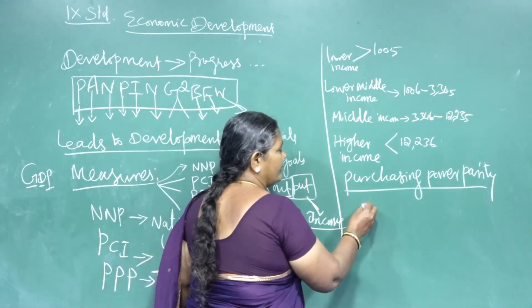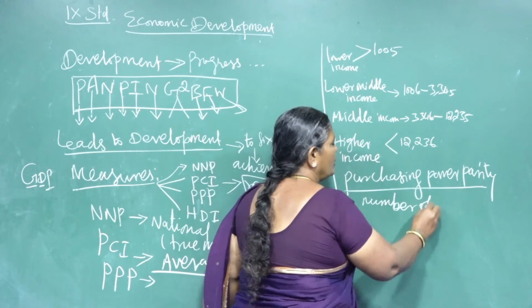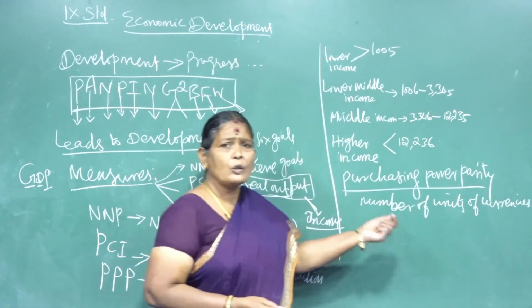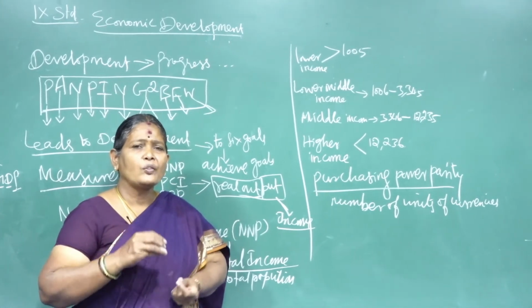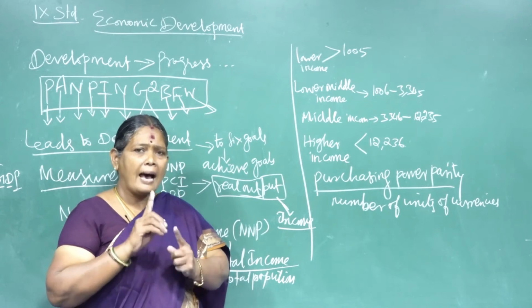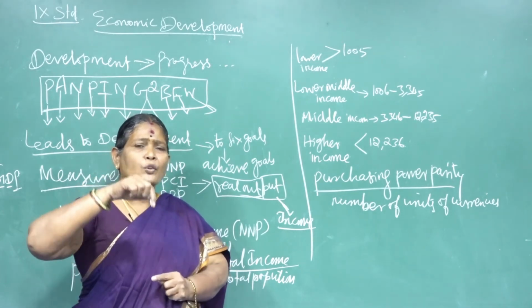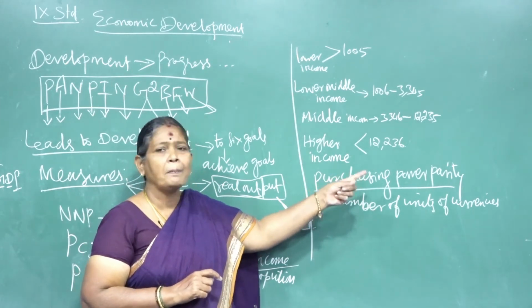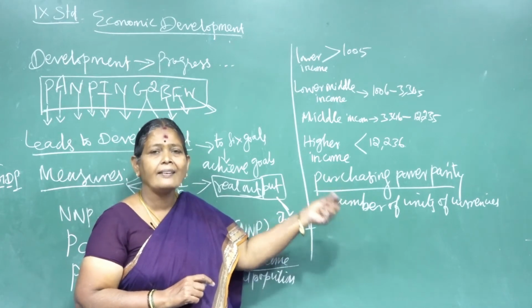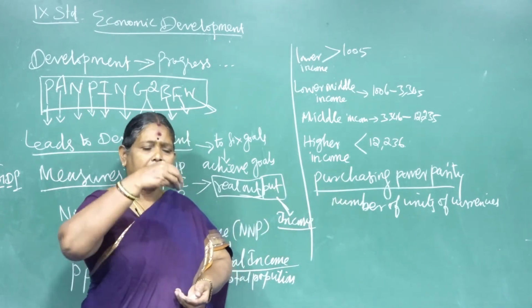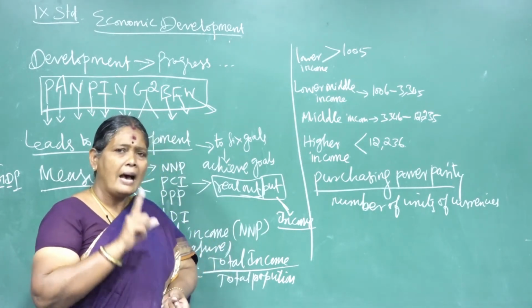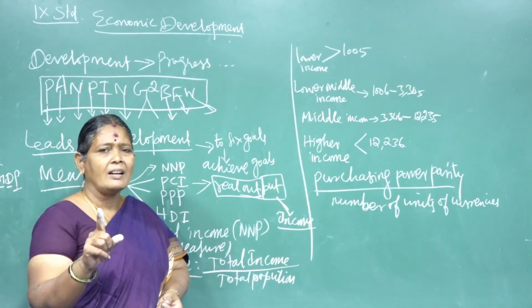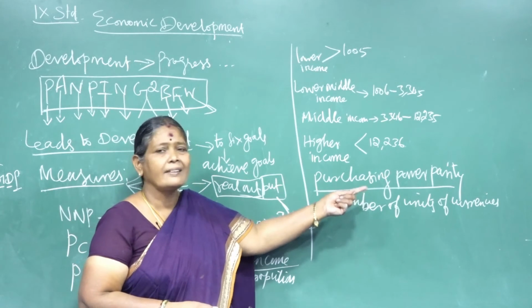Here is the definition: the number of units of the currency of a nation required to purchase goods and services in the domestic market, as $1 of goods and services bought in USA. Again I say, purchasing power parity means the number of units of currency of a country required to buy goods and services in the domestic market as $1 is able to purchase in USA. So $1 is equalized to a number of units of currency.